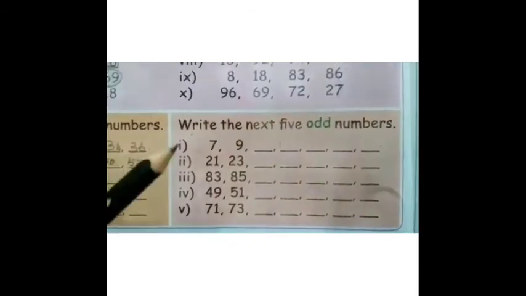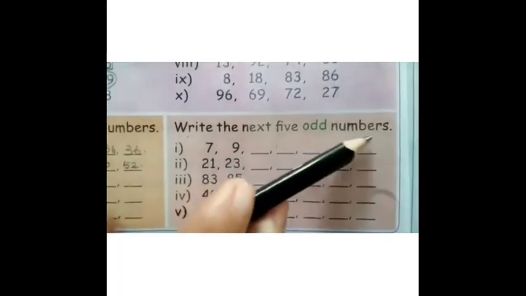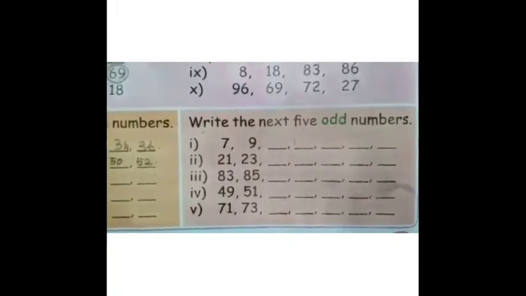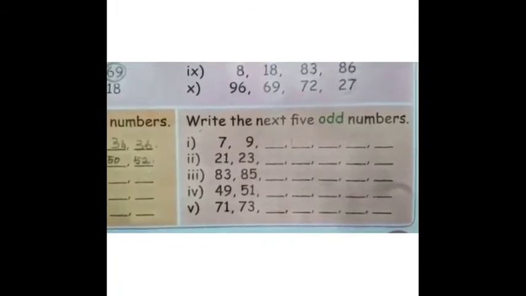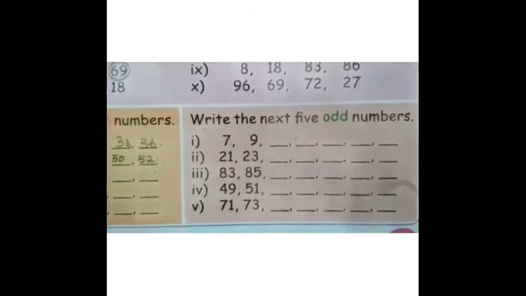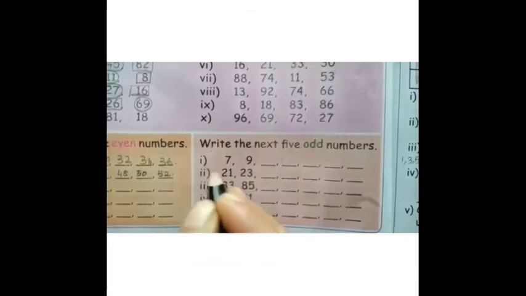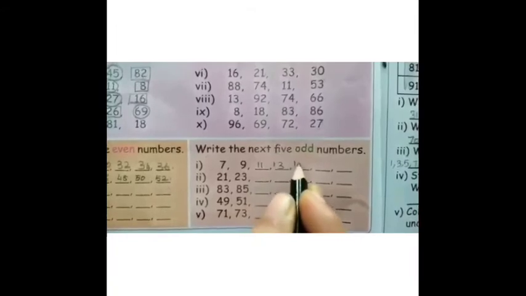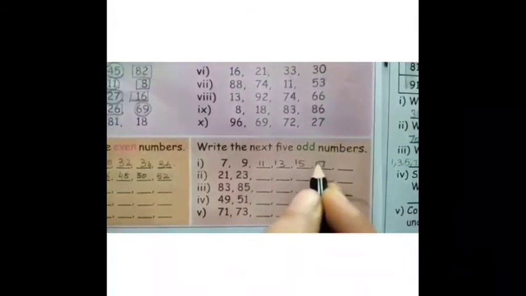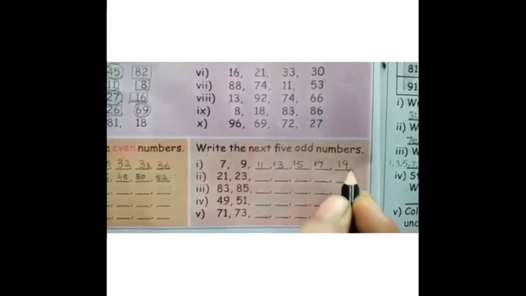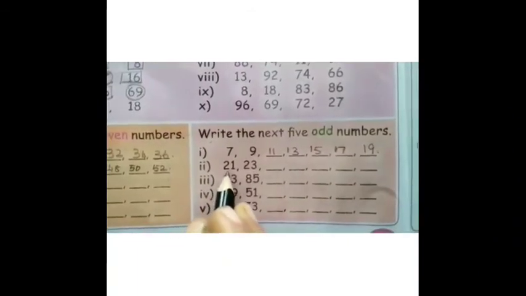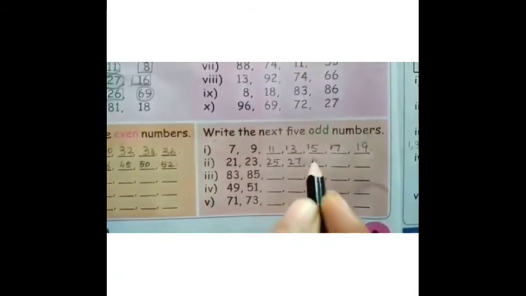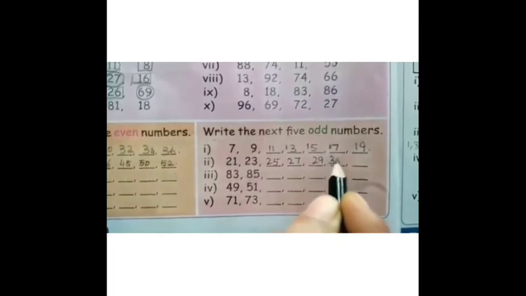Next, let us see. Write the next 5 odd numbers. Children, write the numbers alternatively. We can get next 5 odd numbers. I am writing it alternatively. Let us see the first one. 7, 9, 11, 13, 15, 17, 19. Let us see the second one. 21, 23, 25, 27, 29, 31, 33.